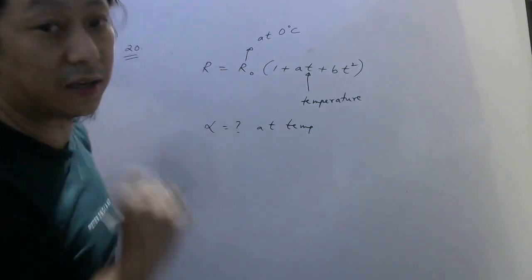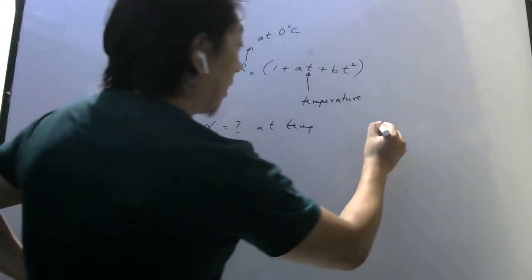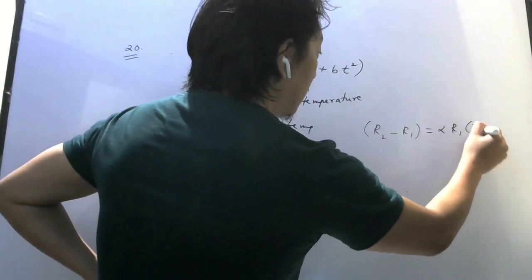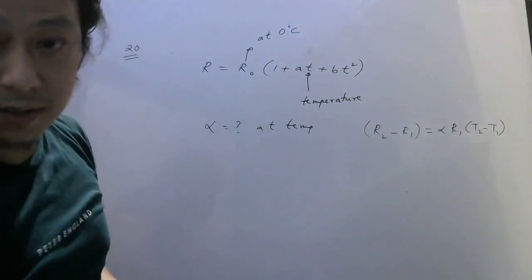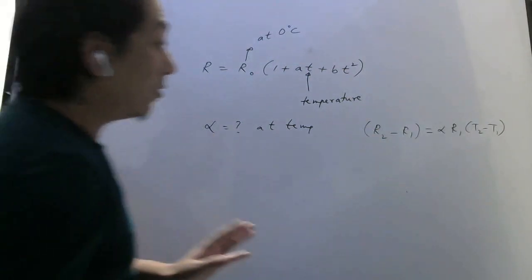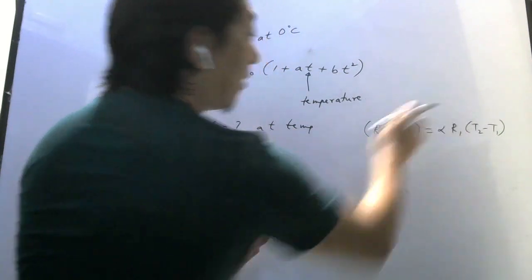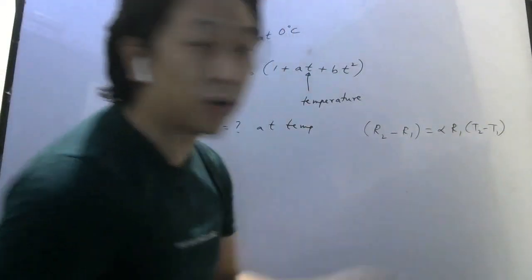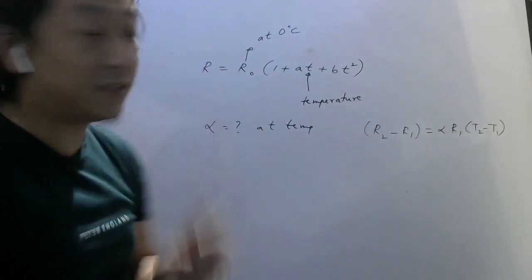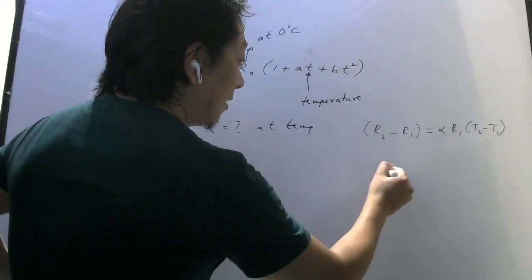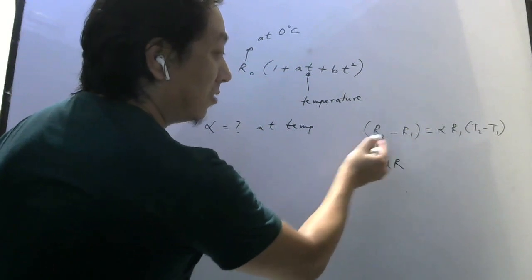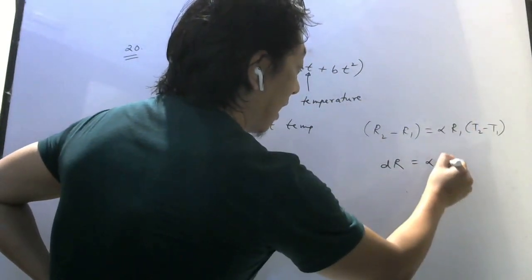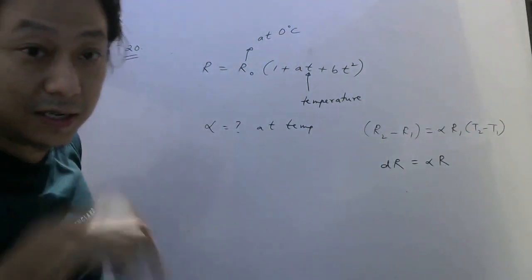Now let us go back and think how we introduced alpha. We wrote R2 minus R1 equals alpha R1 (T2 minus T1). Remember this formula, right? This is also an approximate formula. This is true only when I consider alpha as constant. But if alpha itself is changing, then what should I do? I should write this formula for small changes. So I can write dR, meaning small change in resistance, equals alpha, here I will write R. R is the original resistance, dR is the change.